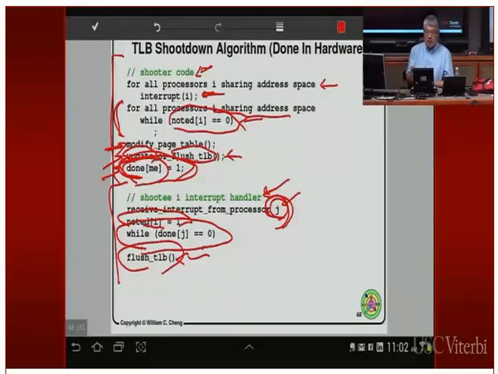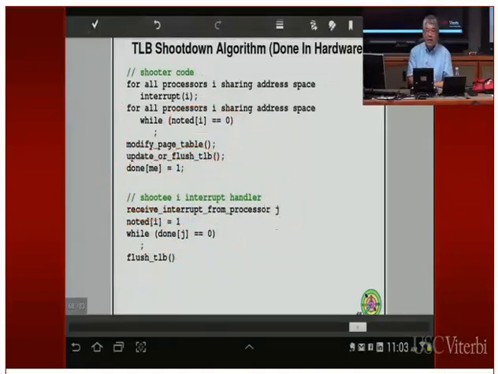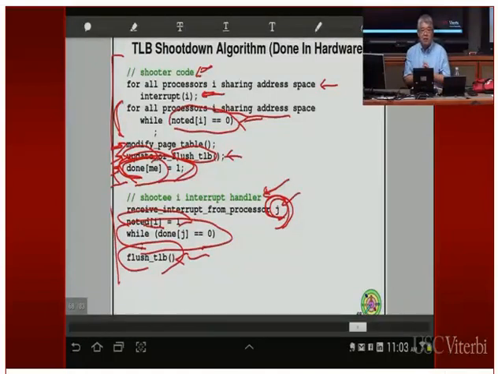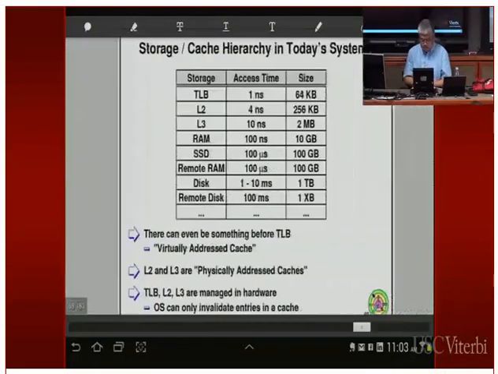All right, so please look at this code and make sure that you understand that this actually works for synchronization with multiple processors. And then in the end, you're not going to have an inconsistency problem with the page table entries. All right?